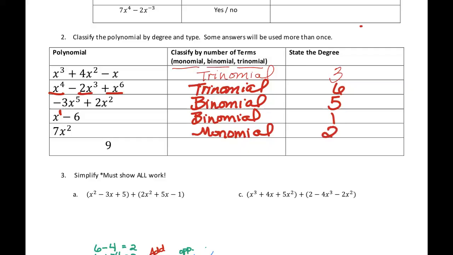And how about 9? Is that a polynomial? Yes, it is. It is a polynomial, but more specifically, it is a monomial, yes. What is the degree? 0.